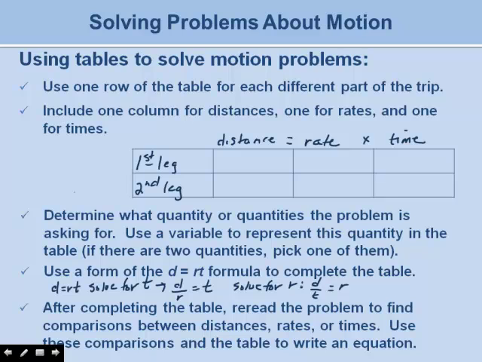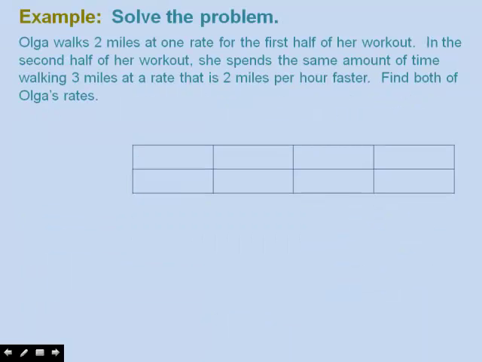And again, after we complete the table, then we'll reread the problem, find any comparisons that are given between distances, rates, or times, and we'll use these comparisons and the information in our table to write an equation. Here's a problem for us to solve. Olga walks 2 miles at one rate for the first half of her workout. In the second half of her workout, she spends the same amount of time walking 3 miles at a rate that is 2 miles per hour faster. And we're supposed to find both of Olga's rates.